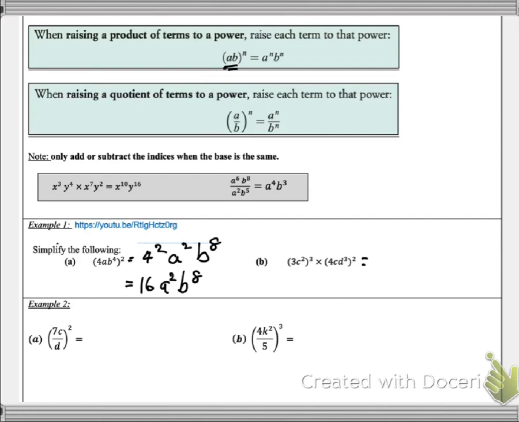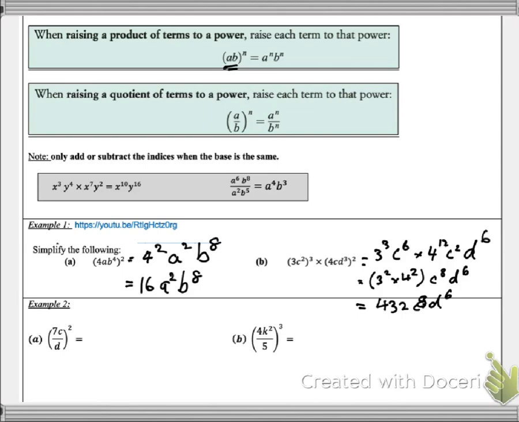We're going to have 3c squared all cubed to give us 3 cubed c to the power of 6. And then we have 4 squared, that's 4 squared, c squared d to the power of 6. We can do our numbers as we normally would, so we can collect the 3 cubed times 4 squared together. And then when multiplying, we add the indices on the c terms to get c to the power of 8 times d to the power of 6. We can then just calculate 3 cubed times 4 squared, and that is 432, c to the power of 8, d to the power of 6.